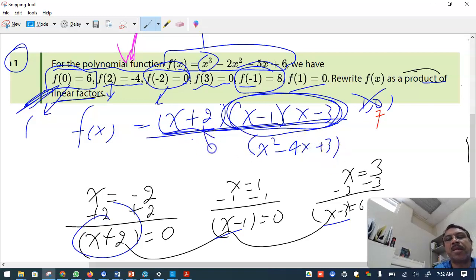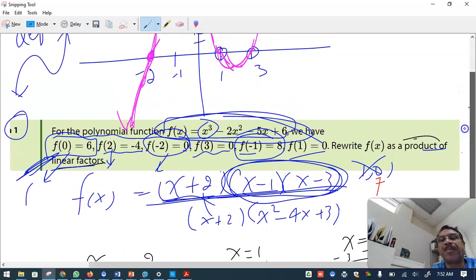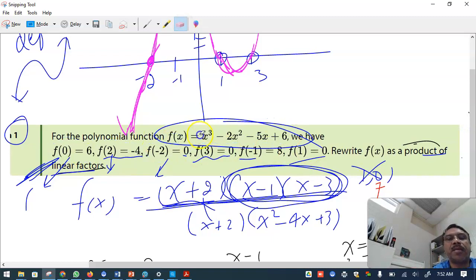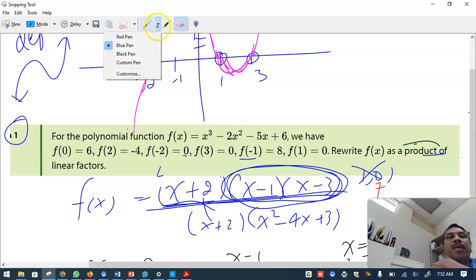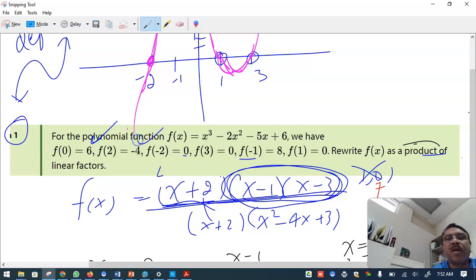And then you can multiply this x plus 2, again use the FOIL method or box method, and that will give you, and you'll see that is correct. So I hope this makes sense. And a few more things I want to add is what the meaning of the remainder theorem is. So whatever these values are, this 6 is the remainder. All these values are the remainder when you divide.